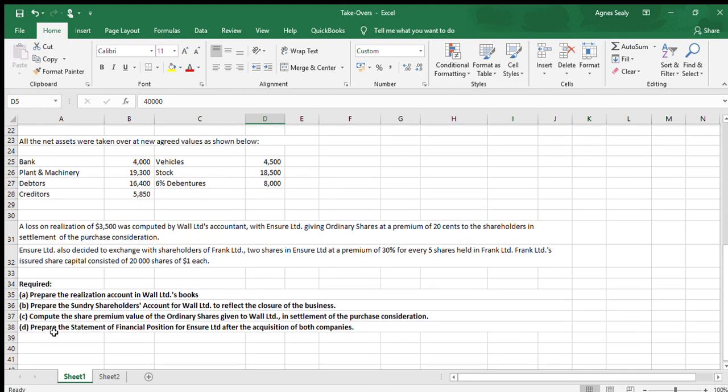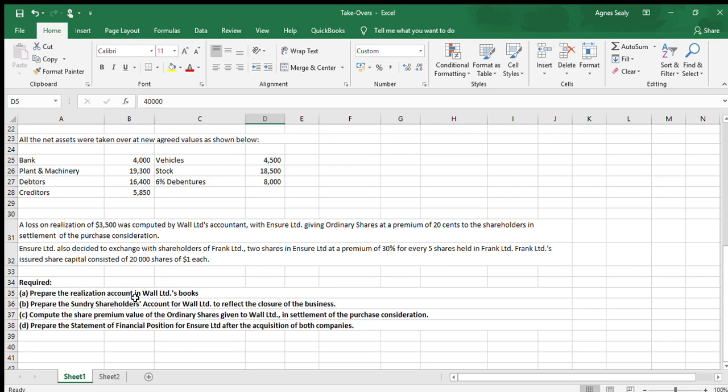So this question is asking us to prepare the following. A, prepare the realization account in Wall Limited's books. B, prepare the sundry shareholders account for Wall Limited to reflect the closure of the business. C, compute the share premium value of the ordinary shares given to Wall Limited in settlement of the purchase consideration. And D, prepare the statement of financial position for Insure Limited after the acquisition of both companies.